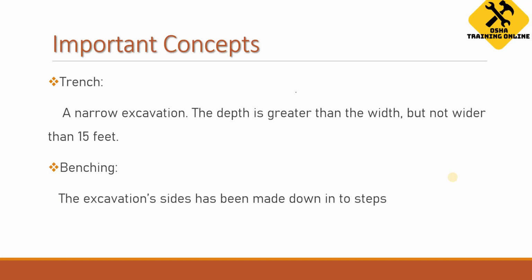Now some of the types of excavation are the following. One type of excavation is called a trench. What is a trench? It is basically an excavation. It is a narrow excavation. The depth is greater than the width. The length of the excavation is more than the width of the excavation. It is narrow and the length is higher than the width. So when the length of the excavation is greater than the width, in that case it is called a trench. In the upcoming slides, we will see what a trench is in a real picture, but its width should not be more than 15 feet. The second type of excavation is called benching.